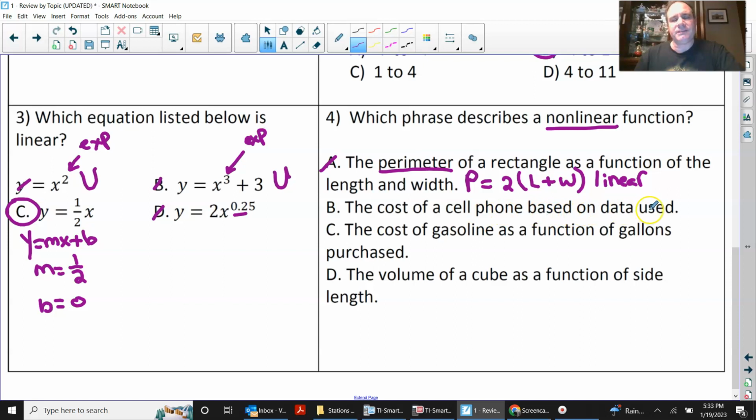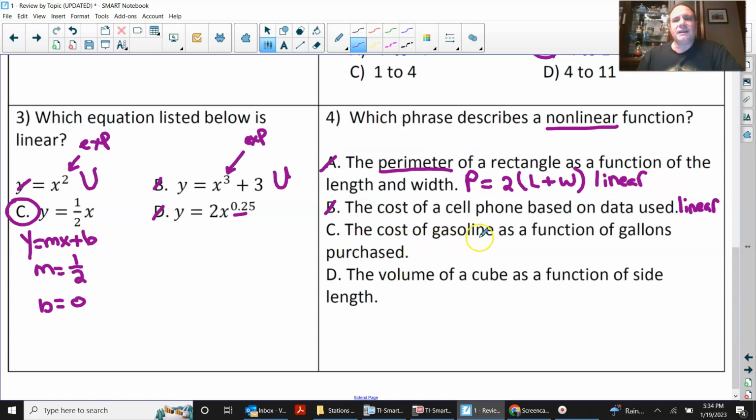Cost of the cell phone based on data used. Now think about it. If you're using data and it costs like $5 for each gig that you use, and you're using 2 gigs, that's $10. 3 gigs, that's $15. 4 gigs, that's $20. You're increasing at the same rate. So that means this is linear as well. It doesn't change rates. The cost of a cell phone is based on the data that you use.